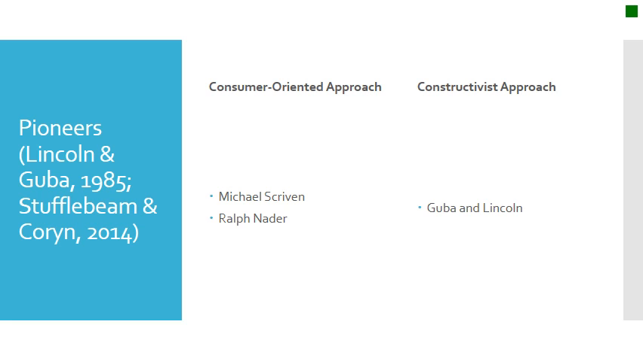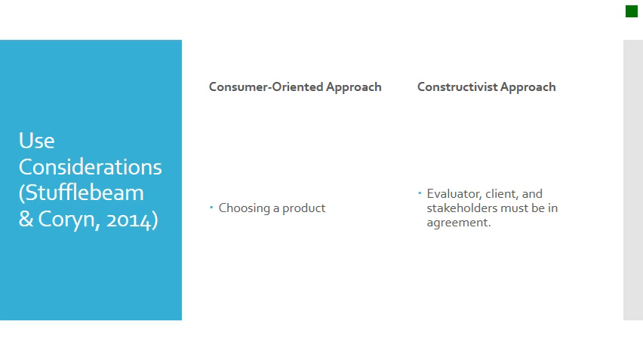Guba and Lincoln are the primary individuals who started the constructivist approach. They recognized that we cannot separate our personal biases from our needs and that these must be taken into consideration and made an active part of the evaluation process. The consumer-oriented approach focuses on helping consumers choose between different products. The evaluation focuses on making final judgments about the value of a product. This approach is not interested in proving products, but instead just ranking them.